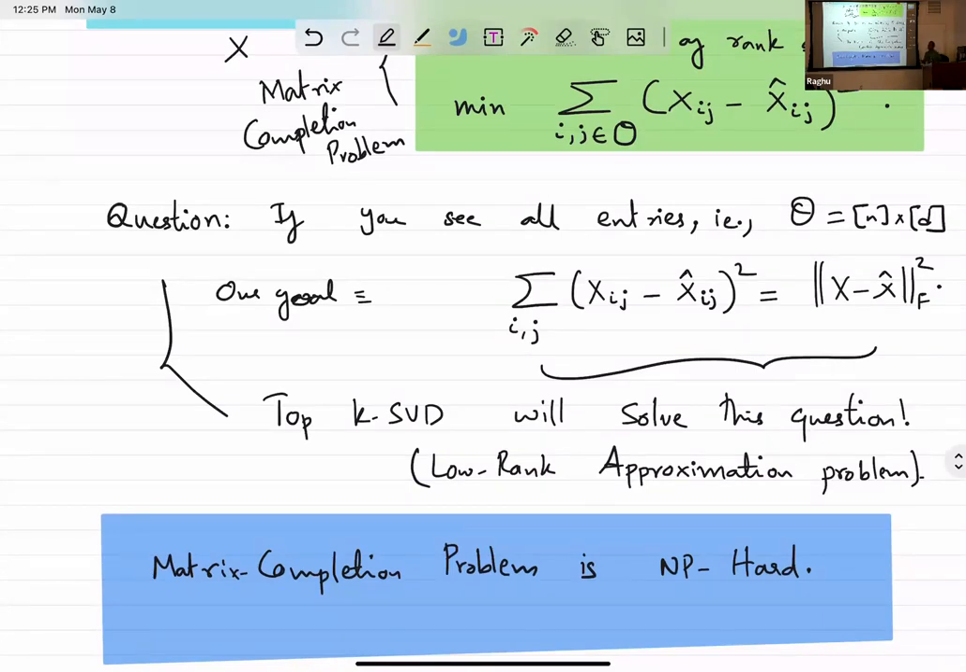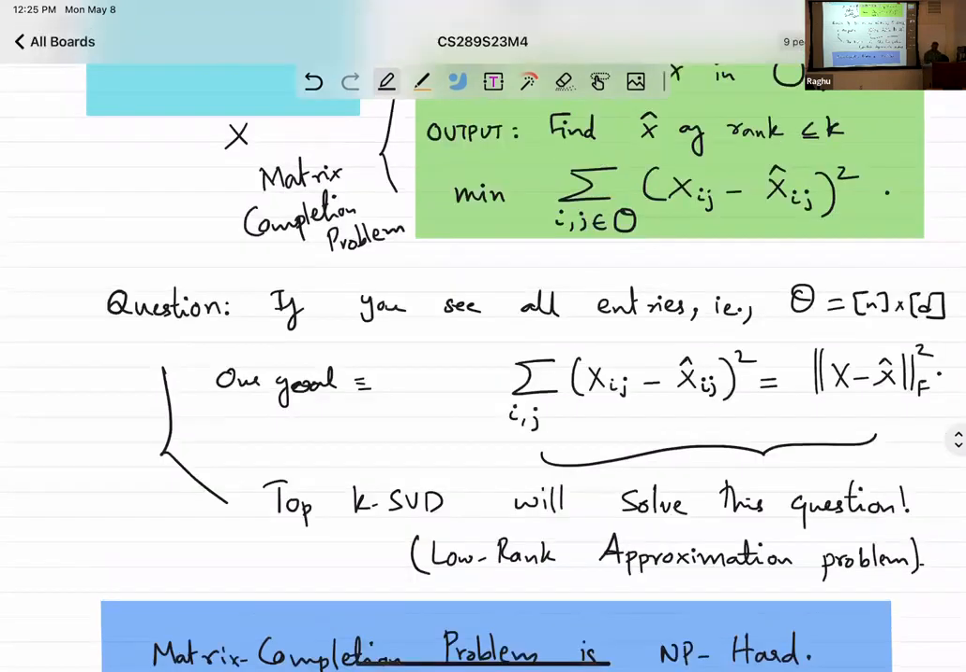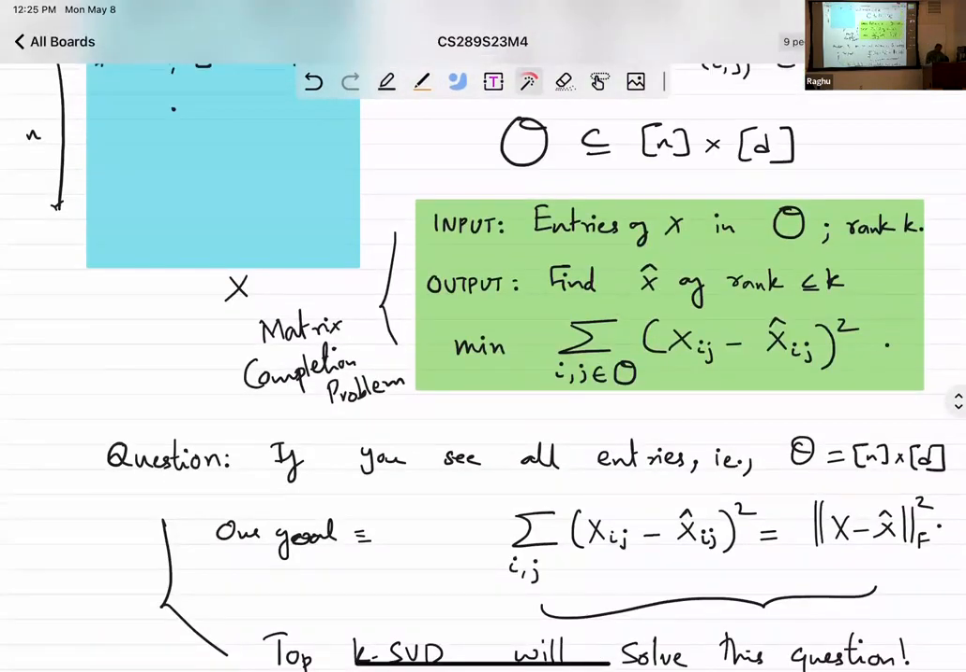Sorry, do you want to just explain a bit more formally what the question is? So basically, you're given as input X and some observed entries O. This is the matrix completion problem, right? In exactly this question, you're given this, you find a low rank matrix of rank k, which minimizes this error. That is NP-hard. In fact, it's even hard to solve it approximately and so on. You can show all kinds of hardness.